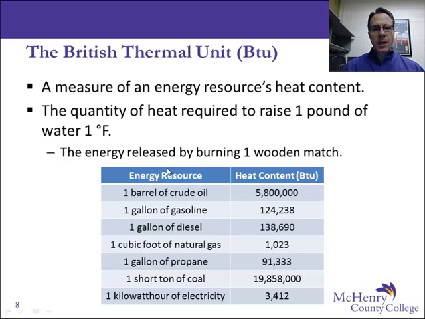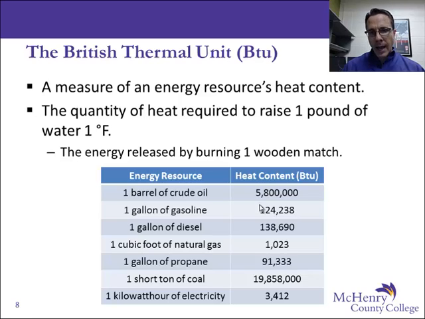Beneath this, we've got our table of energy resources and the resultant heat content measured in BTU. So looking at a barrel of crude oil from which gasoline and diesel come, that barrel of crude oil, which contains 42 gallons, in and of itself a little bit of an odd number, contains 5.8 million BTU. If you refine that into gasoline, a single gallon of gasoline will be 124,238 BTU. Now that gasoline can vary.